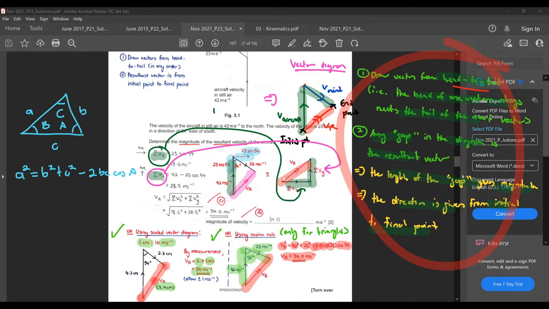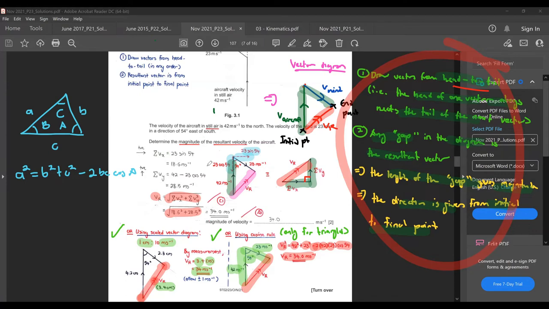Okay, so when you find the sum of the horizontal and vertical velocities, and you draw them from head to tail, you're going to get a right angle triangle. So from here, you can find that VR is the hypotenuse of the right angle triangle. It is the square root of Vx squared plus Vy squared. Okay, so that was the main working here for the cosine rule and for resolution of vectors.